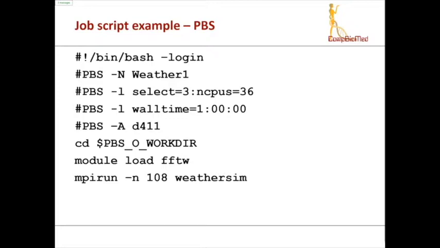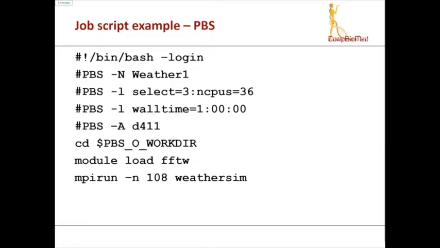The first is to create a login shell. The second is just to name the job. Here we've selected 3 nodes, and we want to use 36 cores in each of those 3 nodes. So we're using a total of 108 cores in total. With PBS, we want to limit our job to only 1 hour. And then finally, this is some sort of account that you'll have a budget on the system, and it'll take the time that you've used from your budget. And here are the examples to D411.